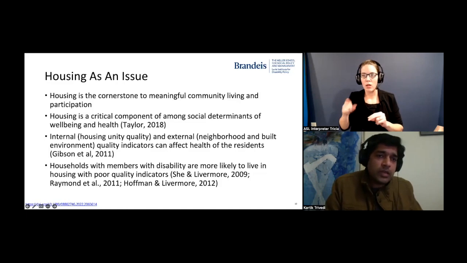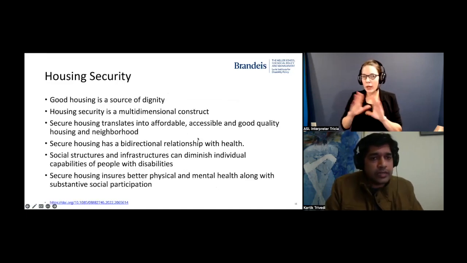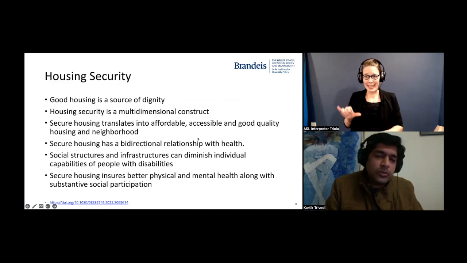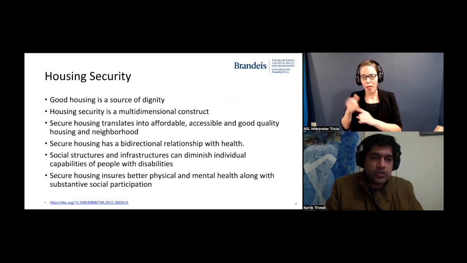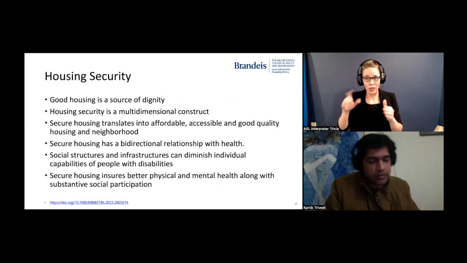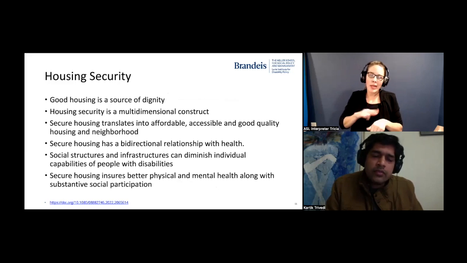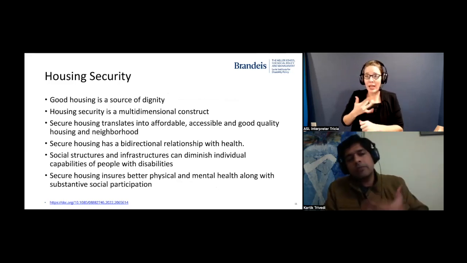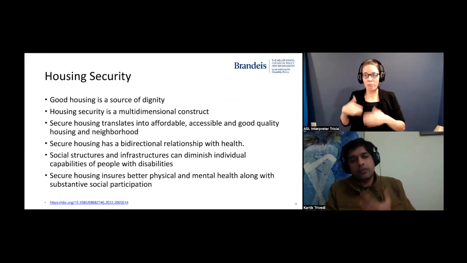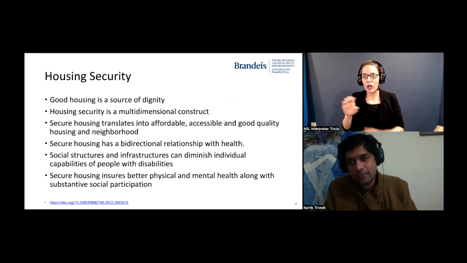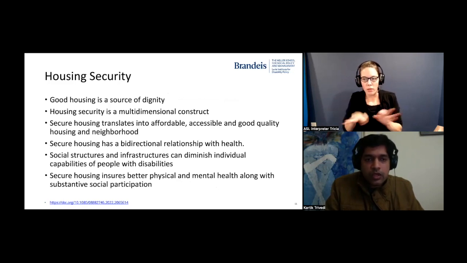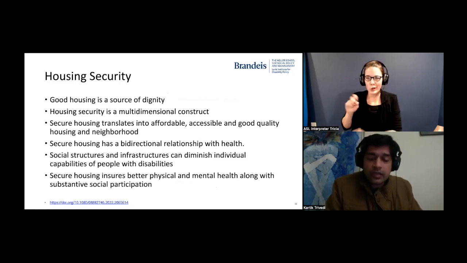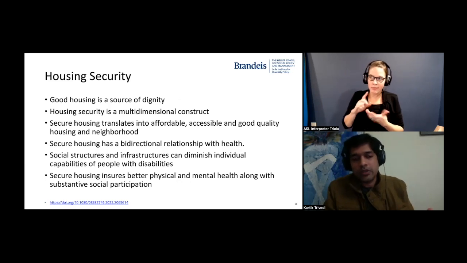Just to sum it up, good housing is a source of dignity, and it's not a unidimensional issue. I think other presenters today will also bring attention to this dimensionality. Secure housing, which in our paper we define as something that is accessible, of good quality, and livable, is important. Secure housing ensures long-term health and long-term participation in community.